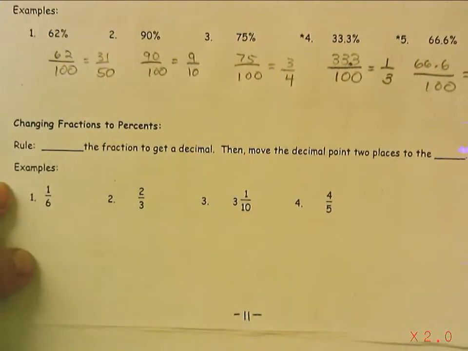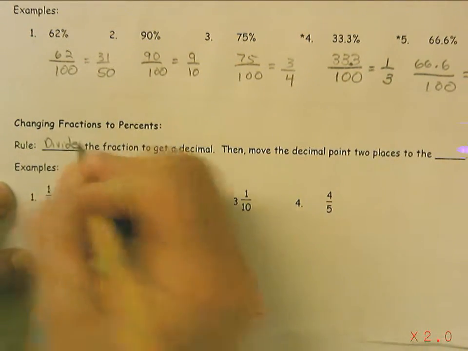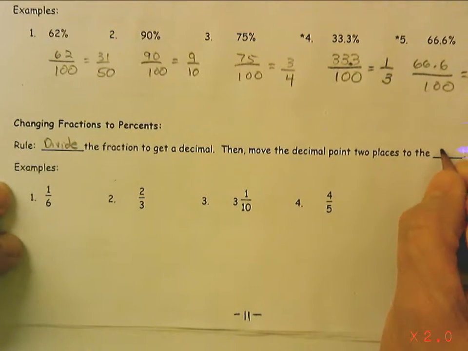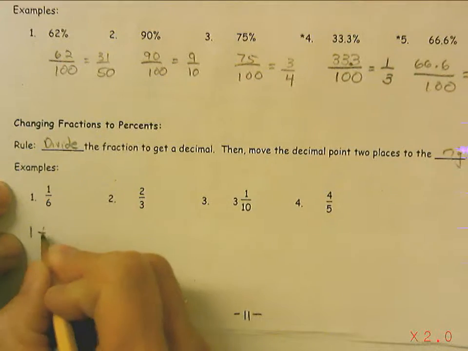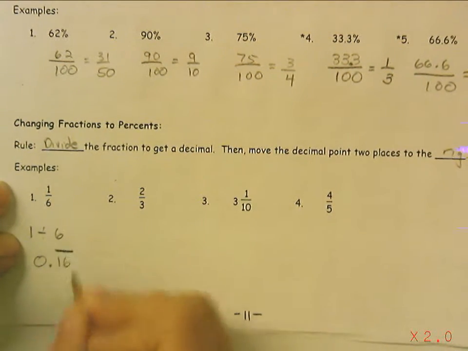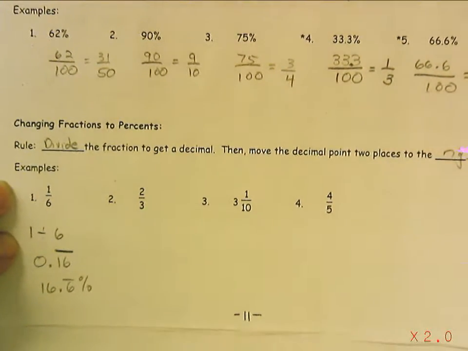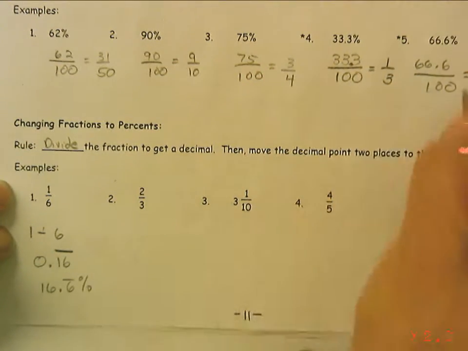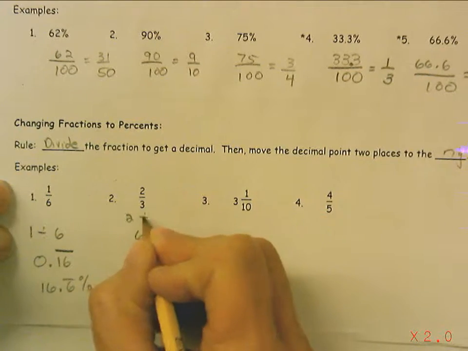And then in the last one, to change a fraction to a decimal or a percent, you divide the fraction and then move the decimal places 2 to the right if you want to make it a percent. So 1/6 is 1 divided by 6, which equals 0.16 repeating, which becomes 16.6 repeating percent. 2/3 we're going to have memorized, so that's 66.6, or 2 divided by 3.